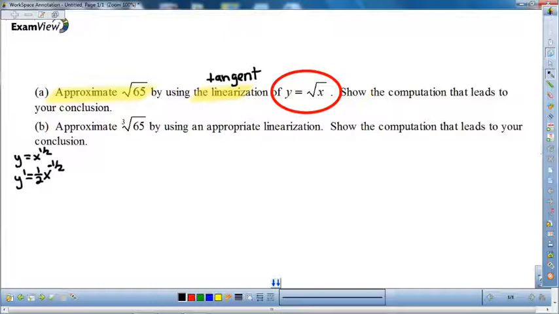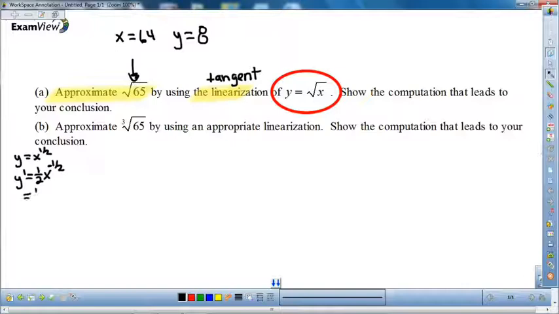I'm not going to have a dx in this because I'm not talking about taking the derivative with respect to time. I'm actually taking the derivative with respect to x. In this case, since we're trying to find the square root of 65, the closest number I can find for 65 would be 64. So that means that y would be 8. So when x is 64, y is 8. That's what I'm going to use.